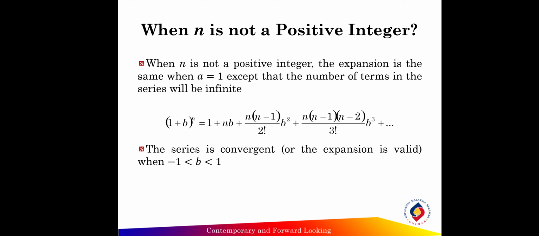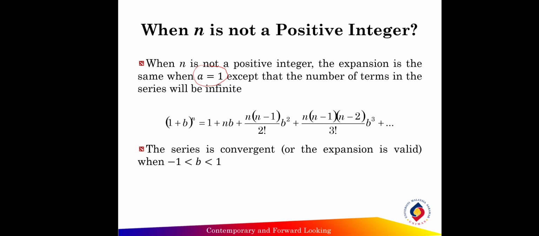When n is not a positive integer, what should we do for binomial expansion? First, you need to make sure your a is always 1, if your power is not a positive integer. If the power is a positive integer like the previous example 1 and example 2, you do not need to make sure a is equal to 1.